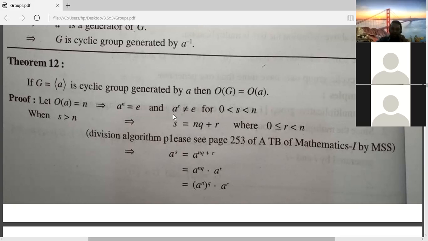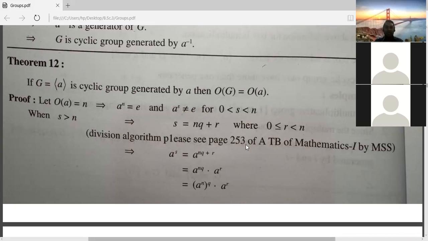And you will take some element a to the power s not equal to e for 0 less than s less than n. That means other than the identity element you are taking here, then you are writing 0 less than s less than n. Now if s is greater than n, you can write s equal to nq plus r, by using the remainder theorem, where 0 is less than or equal to r is less than n.